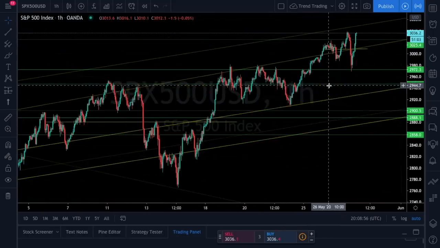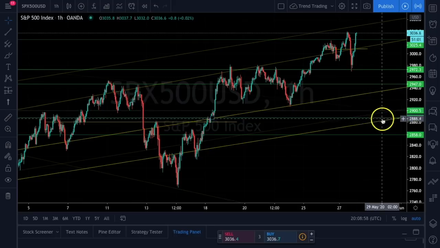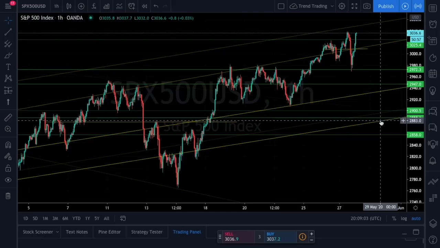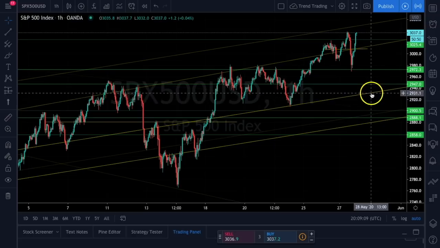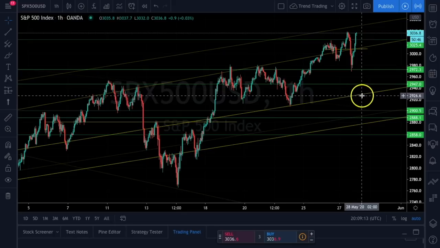I will continue as long as we're above our line in the sand, our trend line over here coming in at 28.78 right now. As long as we're above that, I'm looking to buy off of strong support. For me right now, the next trend line I'm interested in is over here. It's coming in right now at 29.28.